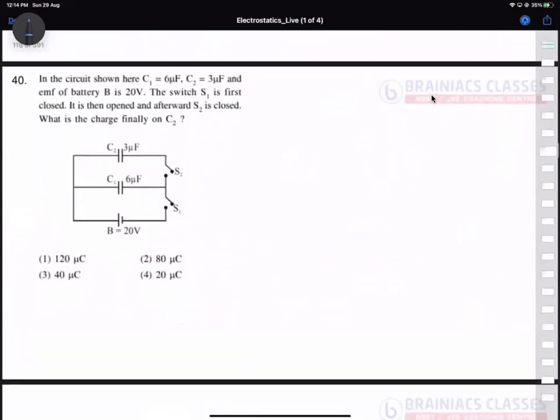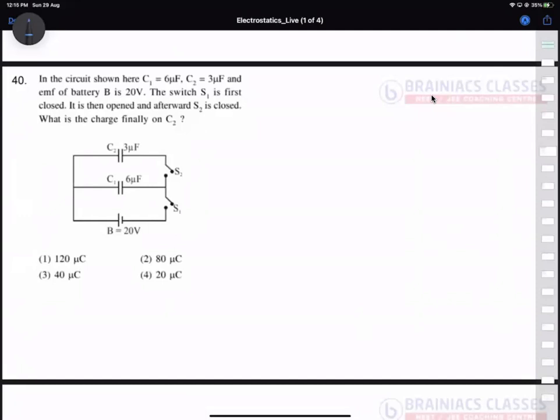0.1 microfarad. Question number 40. Important question. In the circuit shown here, C1 equal to 6 microfarad, C2 equal to 3 microfarad. EMF of battery 20 volt. Switch S1 is first closed. It is then opened. Afterwards, S2 is closed. What is the charge finally on C2?